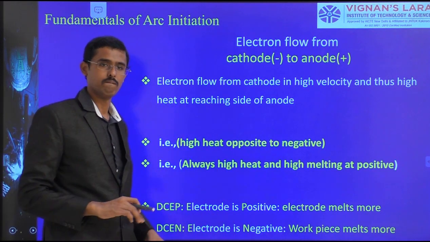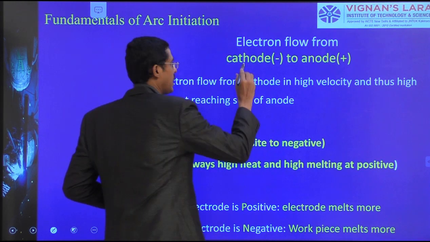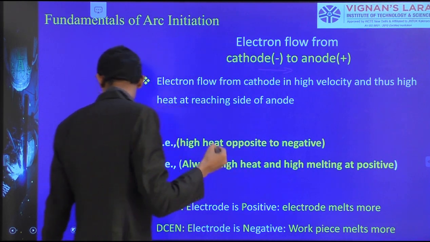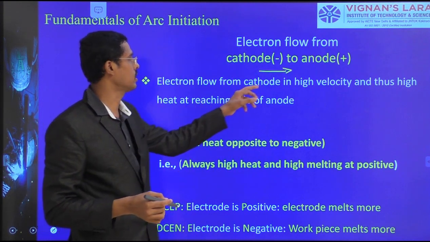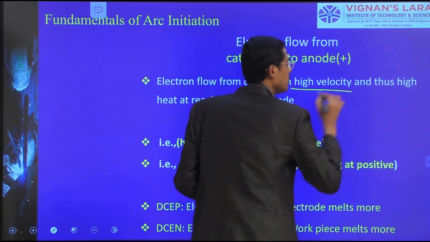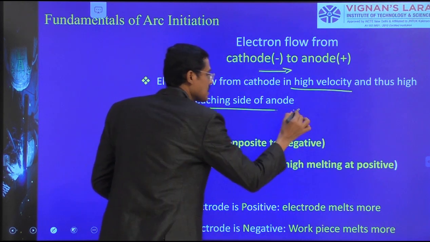Now, further we make it. Electrons flow from where? Cathode to anode. We know this. Electron flow from cathode to anode in high velocity. Yes, we agree, high velocity, and thus high heat at the reaching side of the anode.